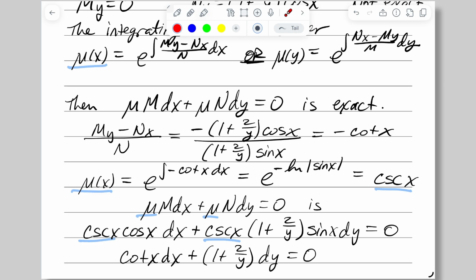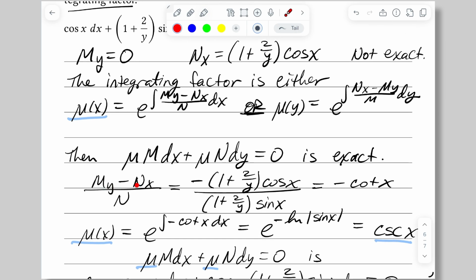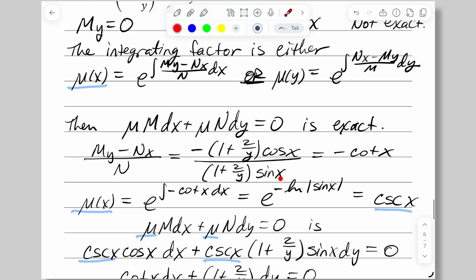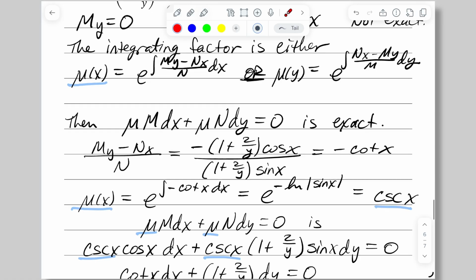Let's see how we did. When I formed My minus Nx over N, we have 0 minus Nx in the numerator, so negative 1 plus 2 over y cosine x in the numerator. And then N was already 1 plus 2 over y sine x. That goes in the denominator. The entire parenthetic expressions divide out, leaving us with negative cotangent of x, a function only of x. Therefore, that can go into an integral that we integrate with respect to x. That as an exponent on e is a function of x, right? So that's how that all works.